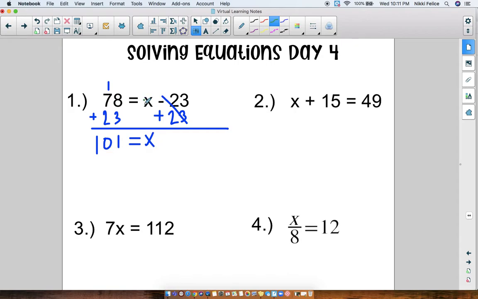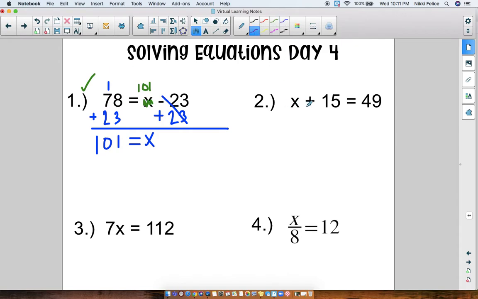Now, of course, I need to double check my answer by plugging in my answer wherever x is. So I'm going to replace x with 101 to make sure this makes sense. If I have $101 and I spend 23, or if I have $101 and I take away $23, will I be left with $78? The answer is yes. So we got this one correct.